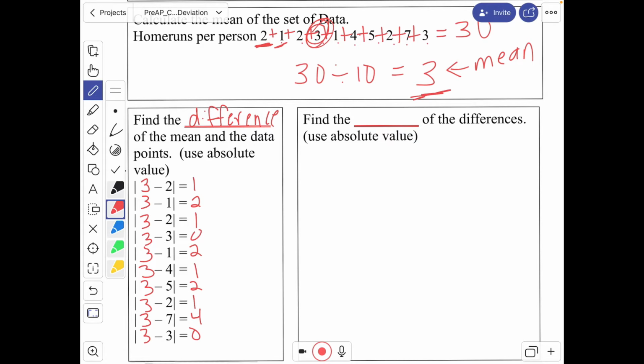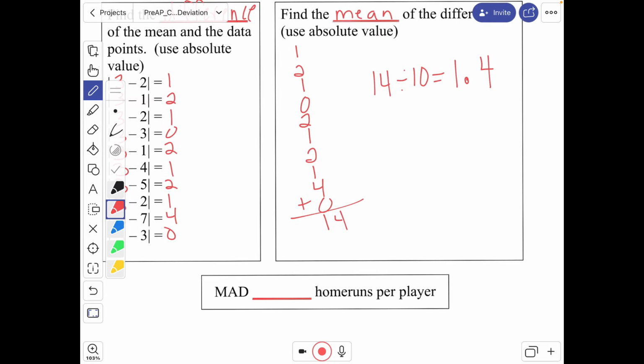Once you have found all of the differences, then you're going to find the mean of those differences. So that means we're going to add those again. 1 plus 2 plus 1 plus 0 plus 2 plus 1 plus 2 plus 1 plus 4 plus 0, which equals 14. There's still 10 numbers in my set, so 14 divided by 10 equals 1.4. So the mean absolute deviation, MAD, is 1.4 home runs per player.